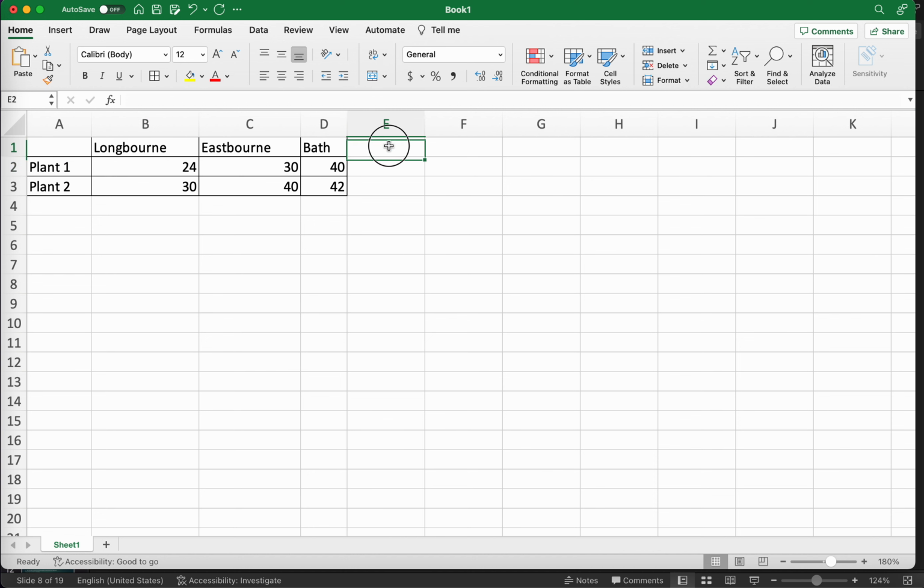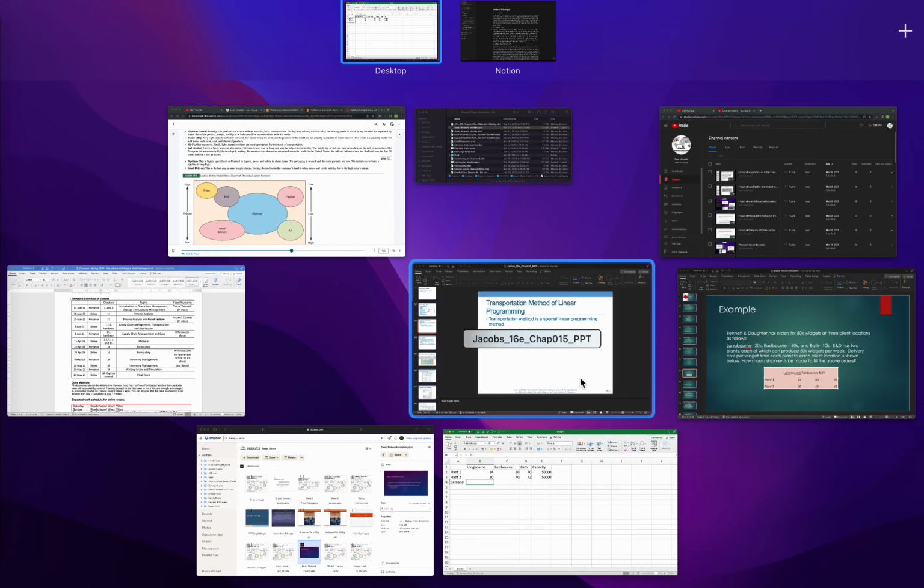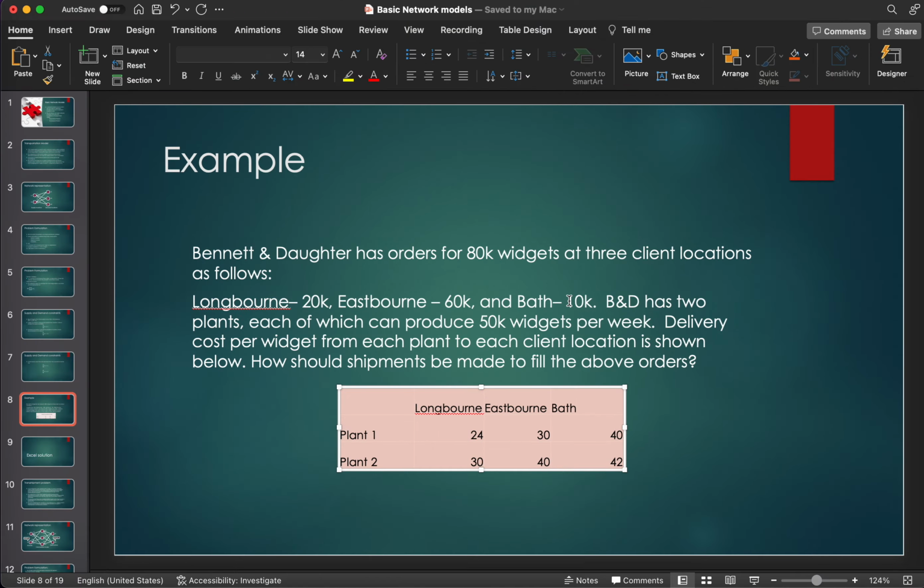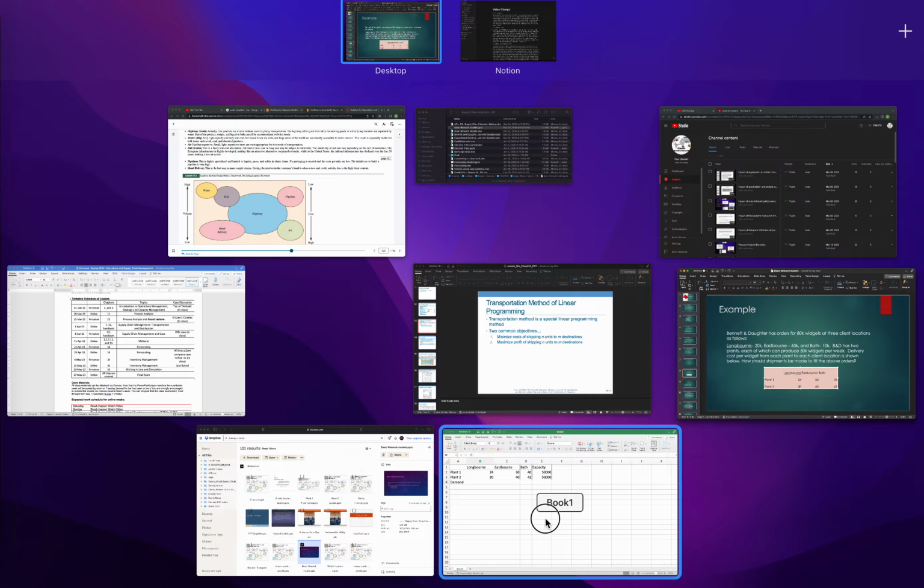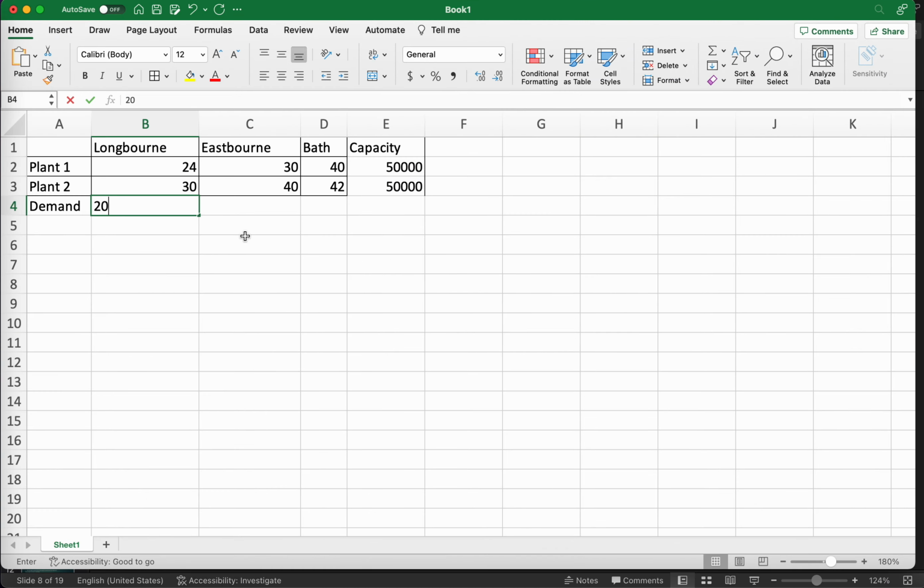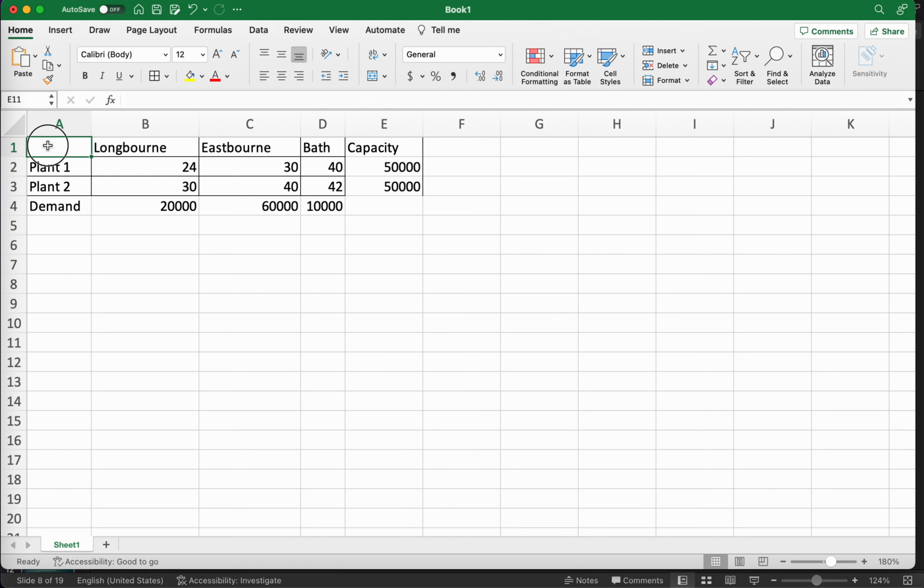So we have the capacity for each of these plants. Each plant has a capacity of 50,000, and then we have demand for each of these locations. So demand for Longbourn, let's quickly look this up. So demand is 20, 60, and 10. Right? Right. So with this, all of these are dollar values. We can do that later.